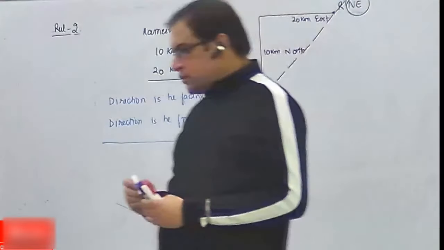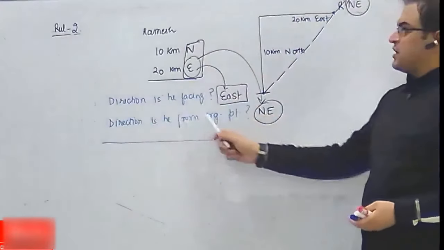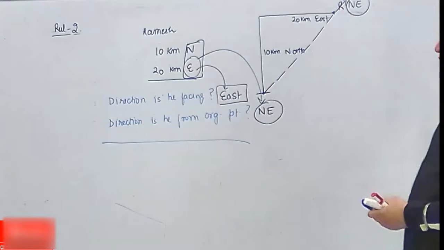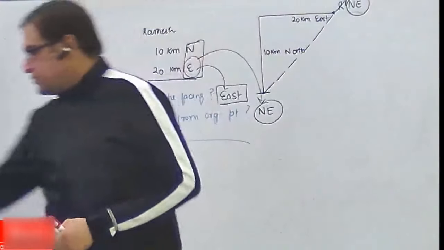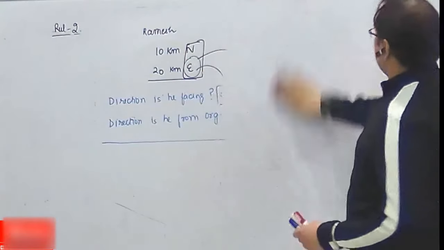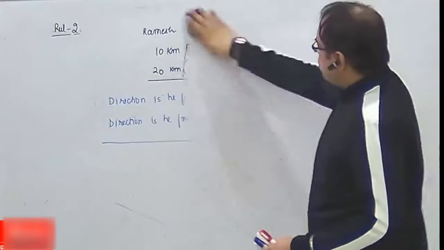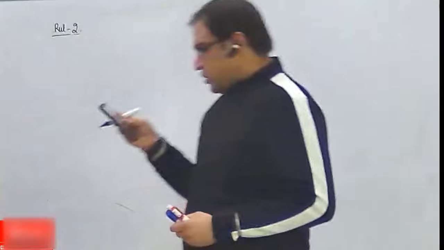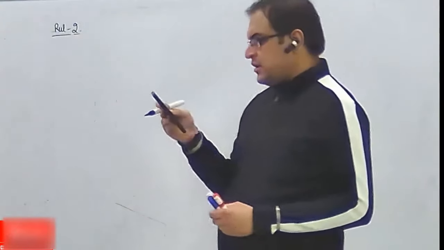Okay. So there are two types of questions in this. One is the direction he is facing, and second is the direction he is from the original point. These are the two right answers. We'll try to mix rule number 1 and rule number 2 and solve this question. Let's see, students. Jyoti says north. North is not the right answer. Northeast is the right answer, combining both these two values.